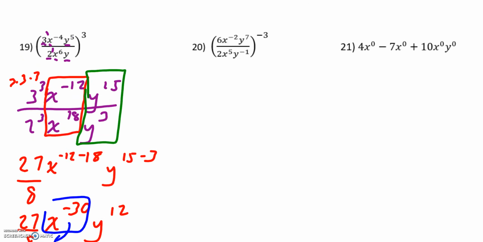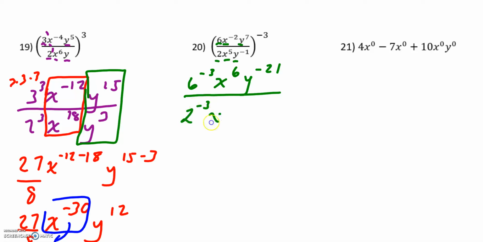Number 20 is similar to number 19, except we have a negative exponent on the outside. But still, there are 3 bases in the numerator and 3 in the denominator. So if I apply power to a power, I would have 6 to the negative third, x to the positive 6th if I'm multiplying, y to the negative 21st, over 2 to the negative third, x to the negative 15th, and y to the negative 1 times negative 3, positive third.